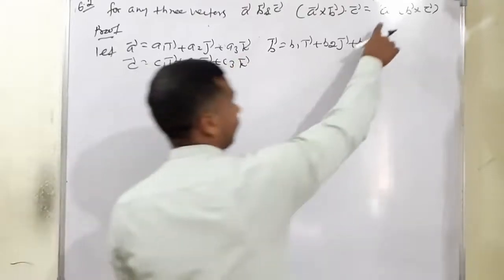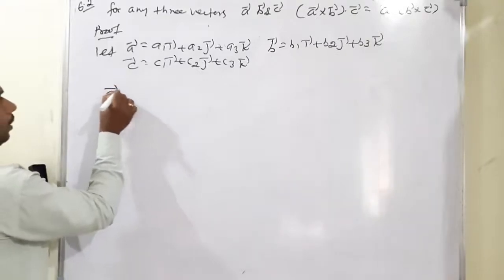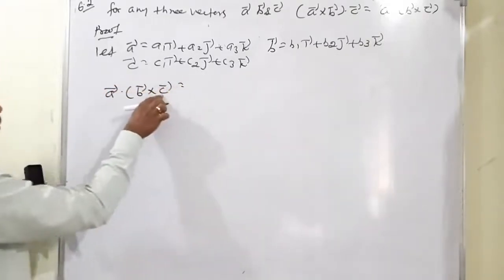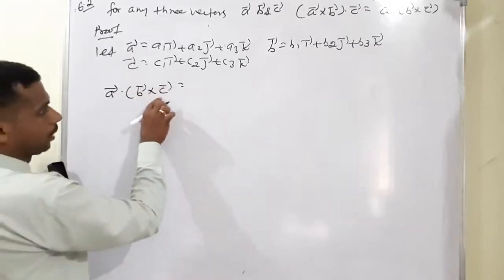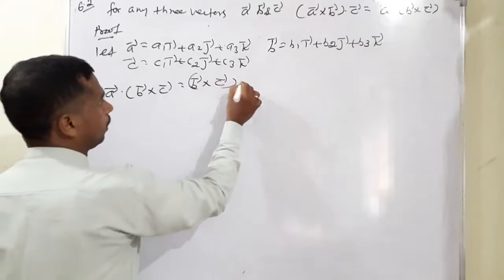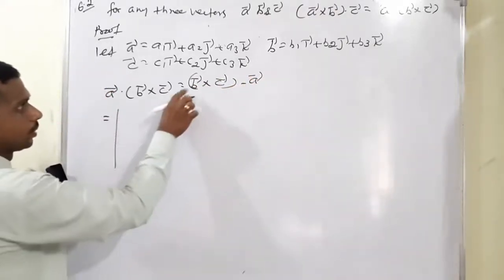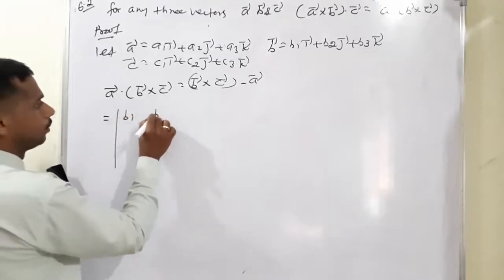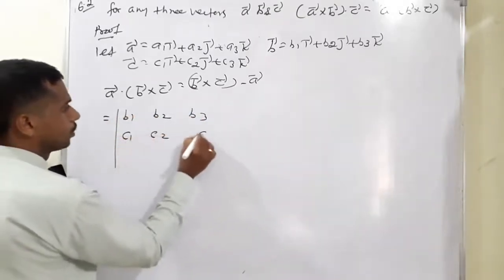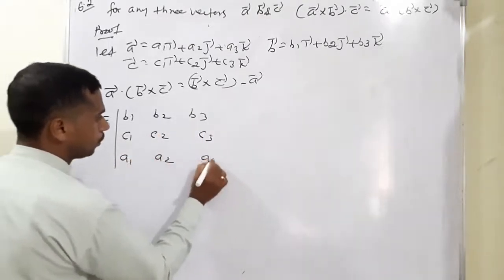I will consider the right hand side part. What is the right hand side? A vector dot B vector cross C vector. According to the commutative law, we can interchange. First we can write the cross product term, B vector cross C vector dot A vector. So if you take it, first B vector means B1, B2, B3. Then C vector means C1, C2, C3. Last, A1, A2, A3.